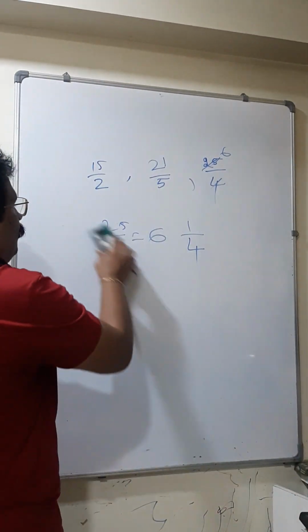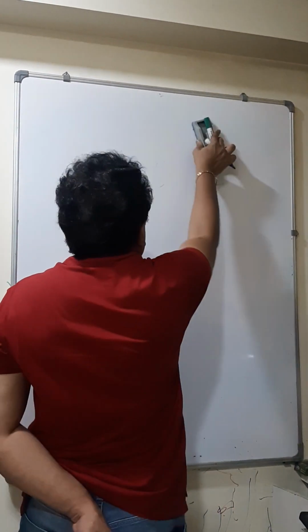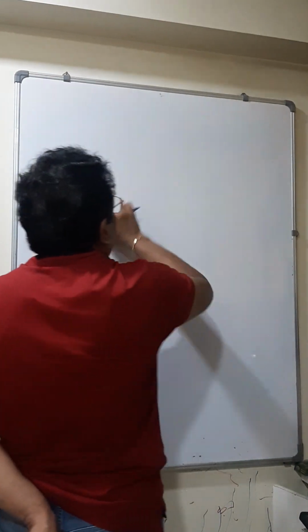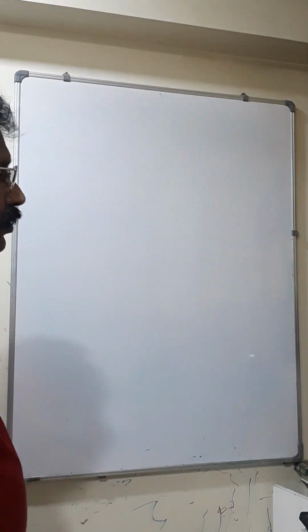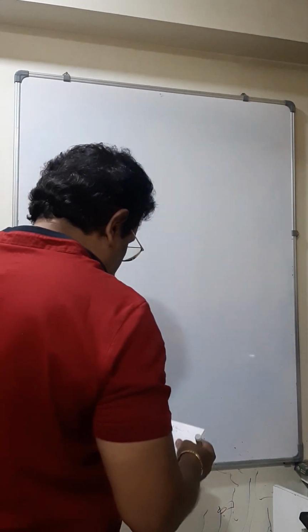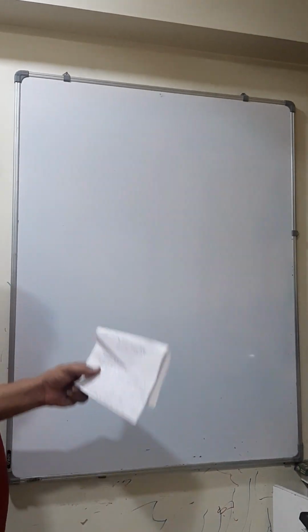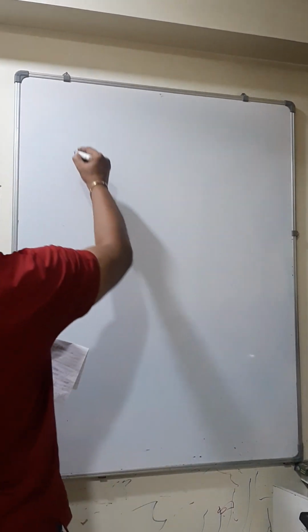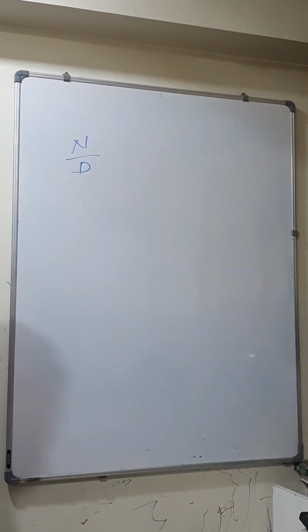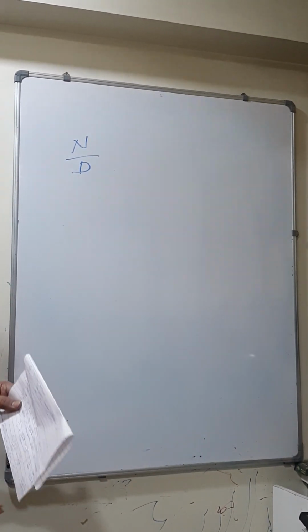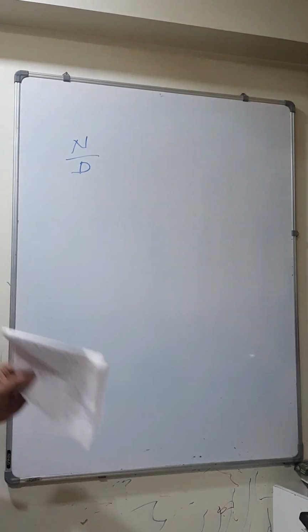So now you are well versed with conversion of improper fractions into mixed fractions. Correct? Now we will come to the properties of fractions. One property of fractions is the equivalence of fractions. Whenever the numerator and denominator of a fraction are multiplied or divided by the same number, the fraction does not change.